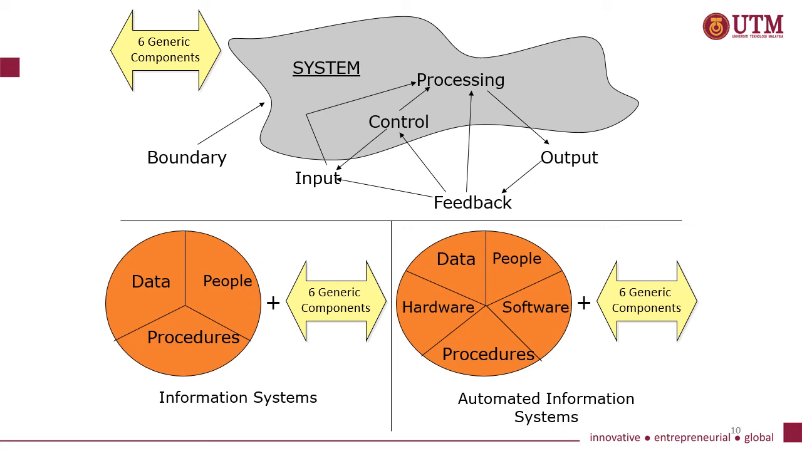These figures explain the main components of a system, information systems, and automated information systems. There are 6 generic components in a system: boundary, input, control, processing, feedback, and output. Information systems include the 6 generic components of a system plus data, people, and procedures. Automated information systems include the 6 generic components of a system plus the components of information systems plus hardware and software.